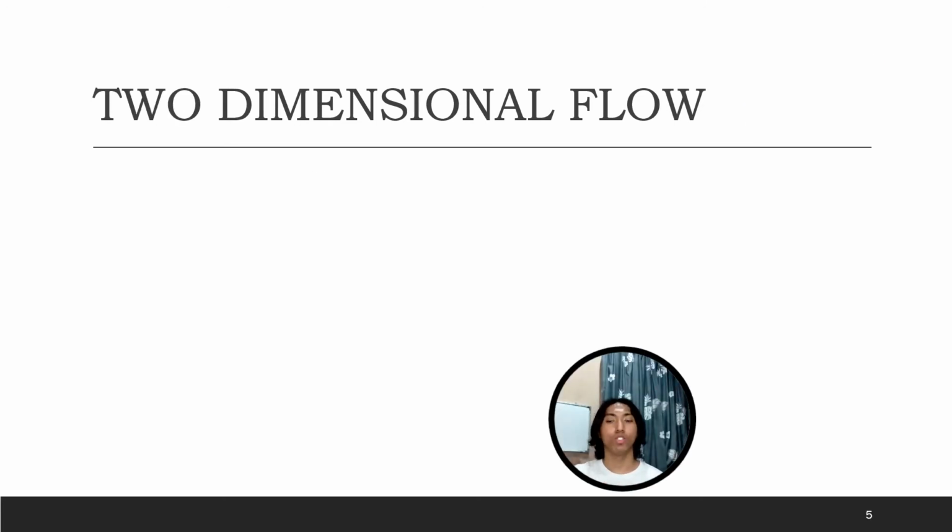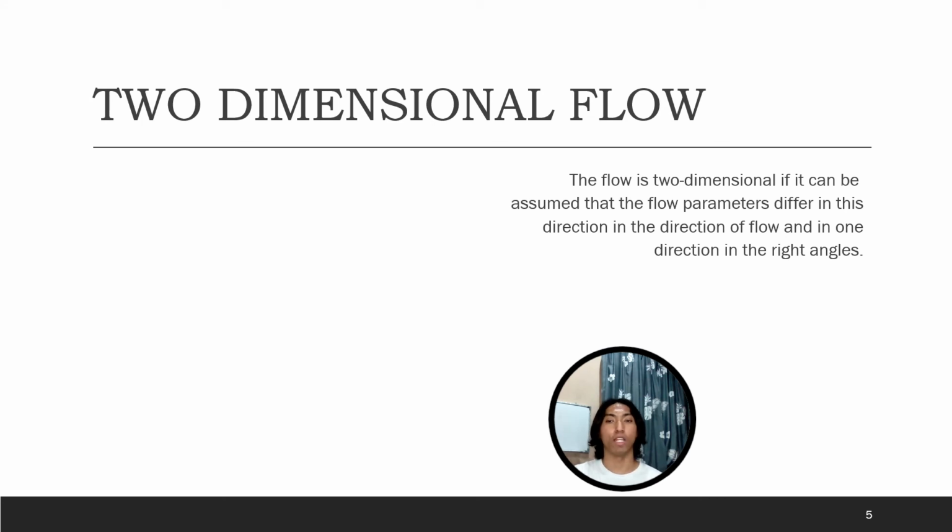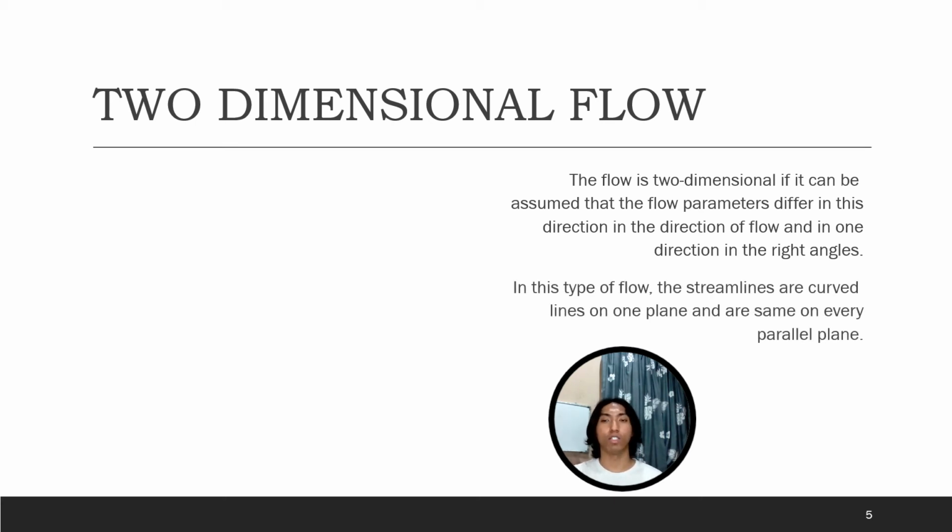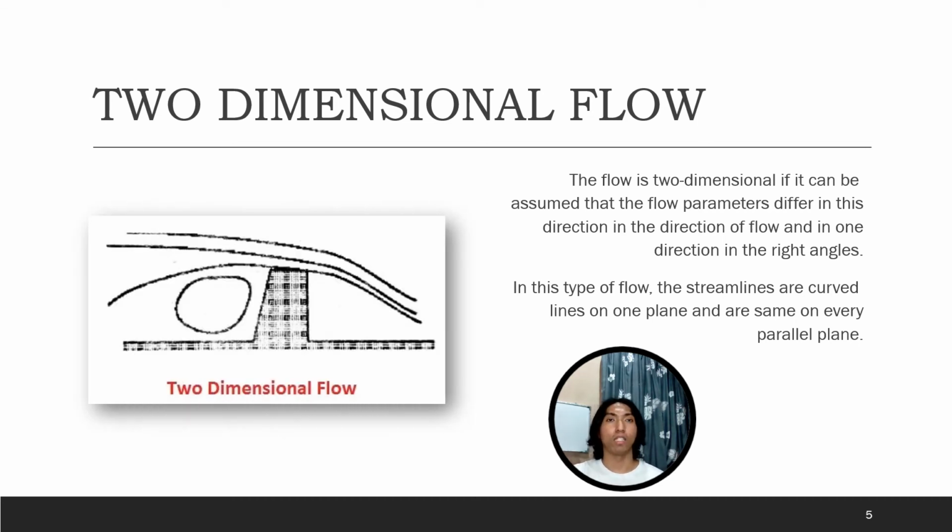Two-dimensional flow. Flow is two-dimensional if it can be assumed that the flow parameters differ in the direction of flow and in one direction at right angles. In this type of flow, the streamlines are curved lines on one plane and are the same on every parallel plane. An example is the flow over a weir, for which a typical streamline can be seen in the figure below. All flow parameters are functions of time and two space coordinates, say x and y. There is no variation in the z direction, and similar streamline patterns are found in all planes in the z direction at any instant.